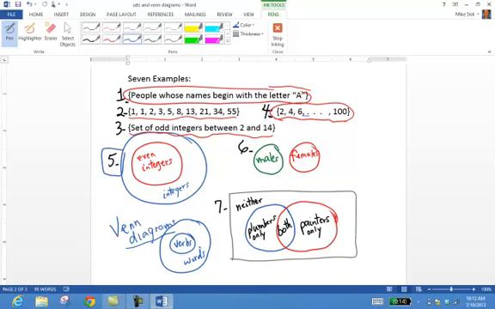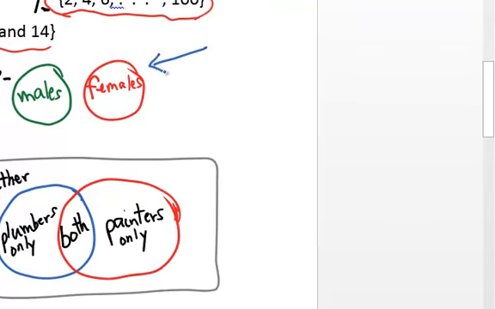Contrast that with number 6, where I have males and females. If I have a diagram in the form of a Venn diagram, the male and female circles would not overlap, because in a normal situation, we don't have an overlapping where all males are not females and all females are not males. They're completely separate or disjoint groups of items. If I had negative numbers and positive numbers, I would not put them in the same circle because a number cannot be negative and positive at the same time.